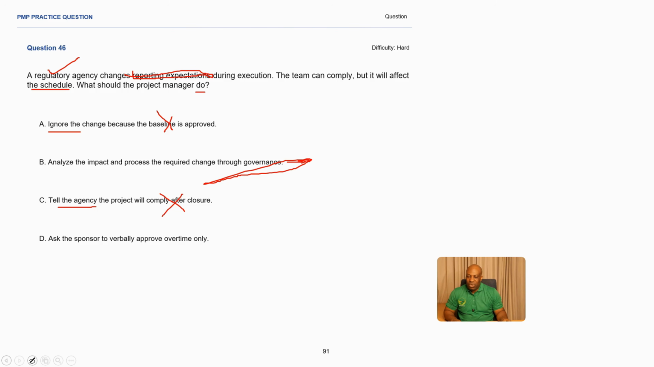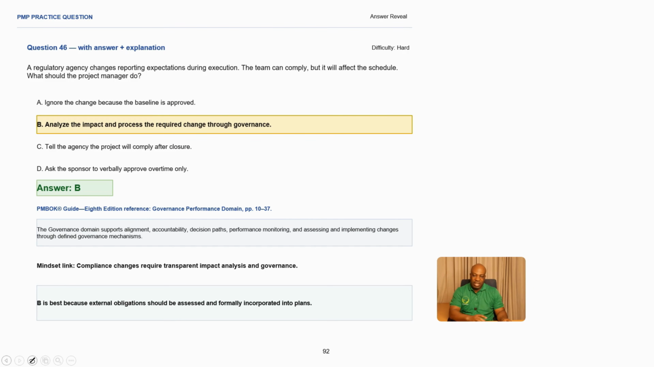Then also on D, we need to ask the sponsor to verbally approve over time on this. You don't go to the sponsor before you do the actual analysis, making this one incorrect answer. So the best answer here is B. You need to analyze. Okay, I like the word analyze.